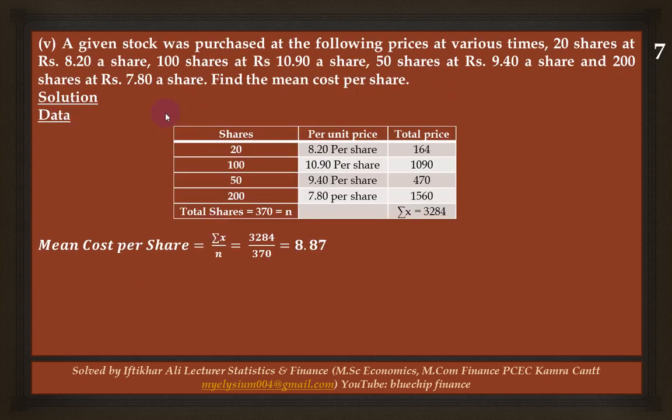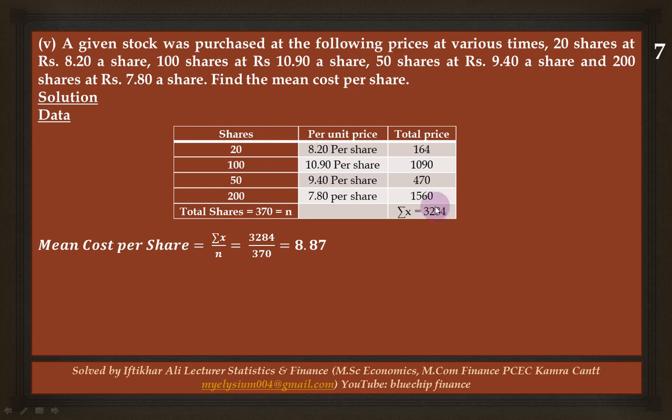Question number 5. A given stock was purchased at the following prices at various times: 20 shares at rupees 8.20 per share, so the total price will be 164. 100 shares at the rate of 10.90, so 100 multiplied by 10.90 equals 1090. 50 shares at rupees 9.40, 50 multiplied by 9.40 equals 470, and 200 shares at rupees 7.80, which will become 1560. Find the mean cost per share.